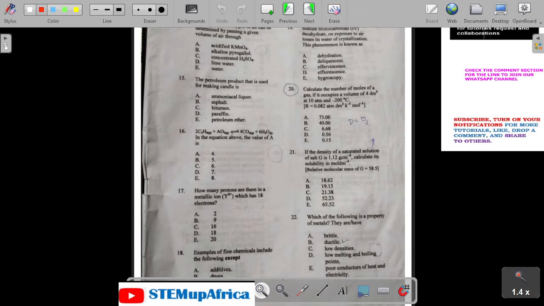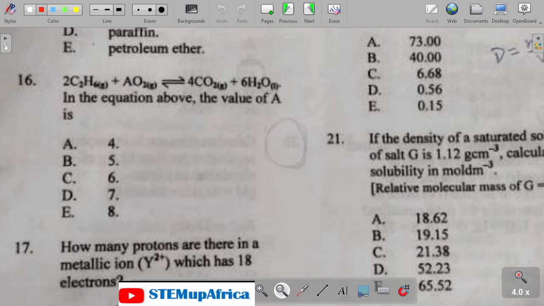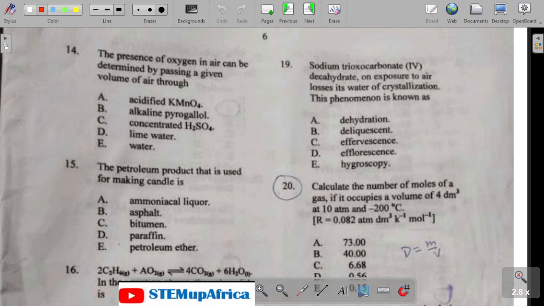Let's look at number 14. It says the presence of oxygen in air can be determined by passing a given volume of air through alkaline pyrogallol. Alkaline pyrogallol is used to determine oxygen in air. That is B.